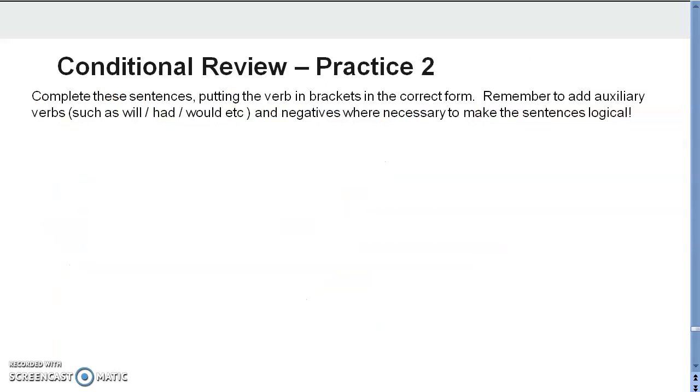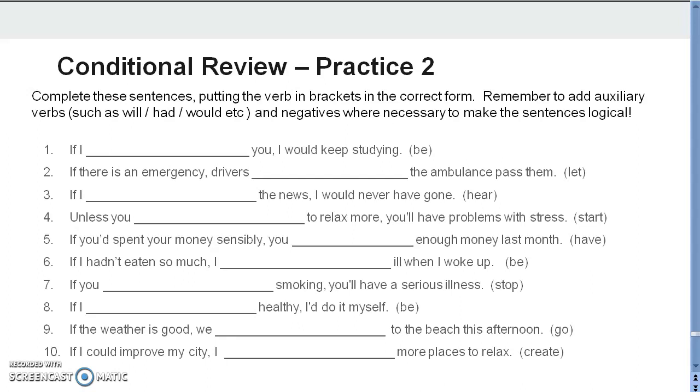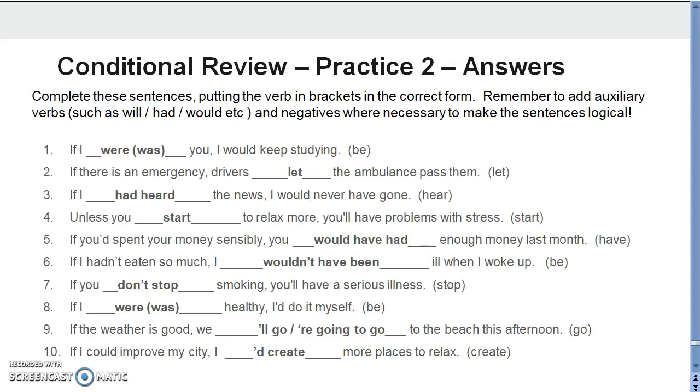A second practice activity, again a typical example of a conditional activity, is to put the verb in brackets into the correct form. Remember to add auxiliary verbs such as will, had, would, etc., and negatives where necessary to make the sentences logical. Pause the video and try the activity. The answers are now on screen for you.